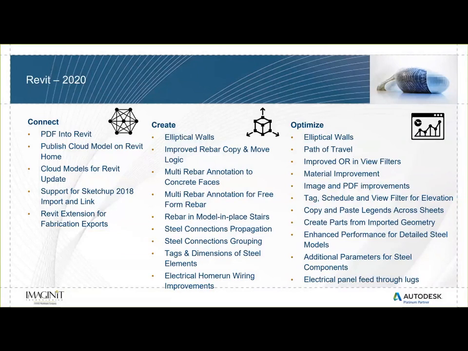Under the create side of things, there's a whole slew of things that we can bring in. For the structural folks, you're going to notice again reinforcement, steel connections, and so forth. Under the optimize side, we have a whole bunch of things we won't get into, like material improvements. They've done a couple things there. They've given us the ability to copy and paste legends across sheets. Huge thing. So a lot of things happening on that one.